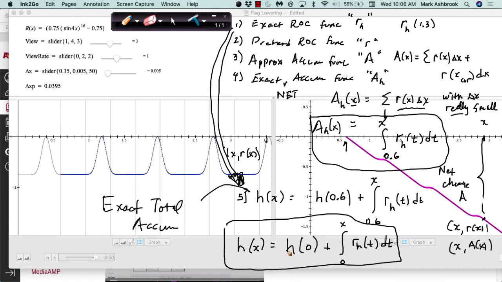accumulation. You know how fast it's changing? You want to know how much you have. You know how fast the height is changing? You want to know what the height is at every moment. Okay, any questions? Any questions on that? So let's just kind of summarize this all again in some nice slides.